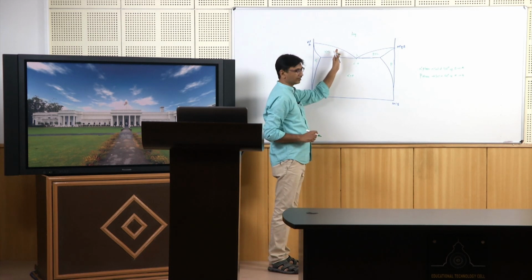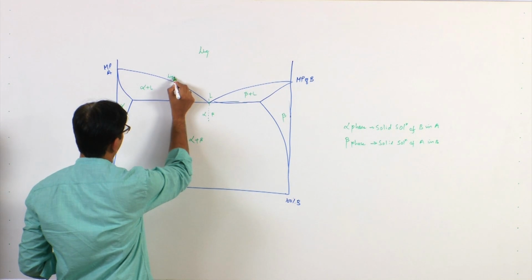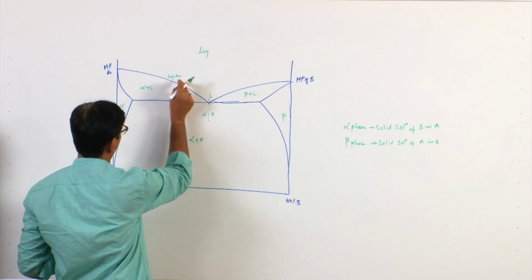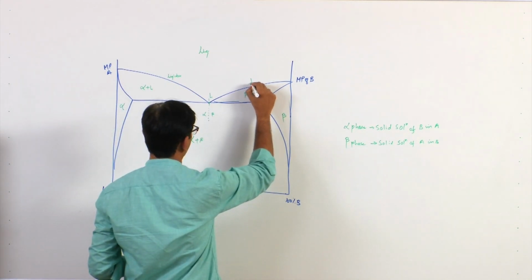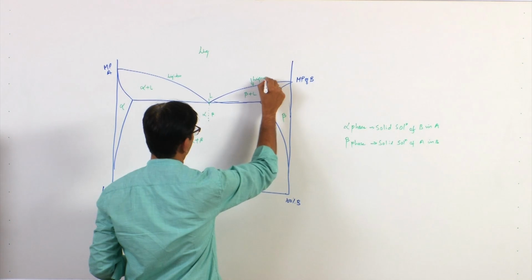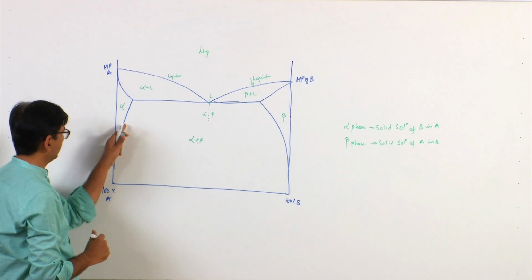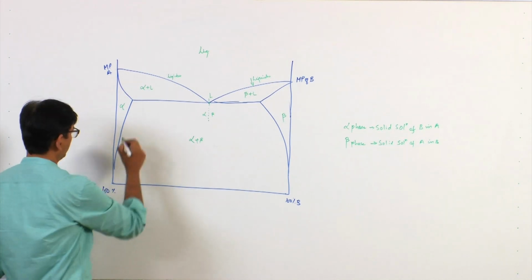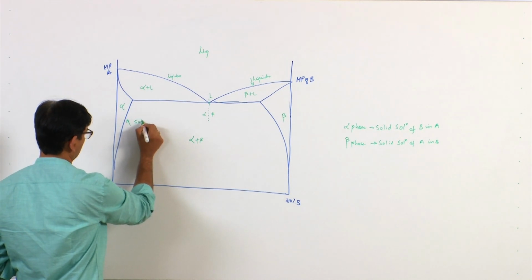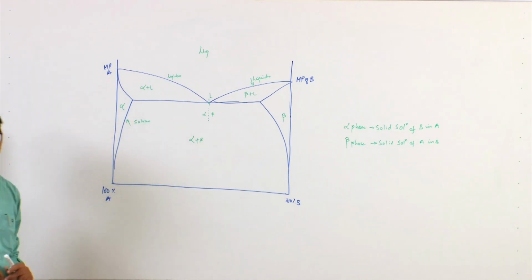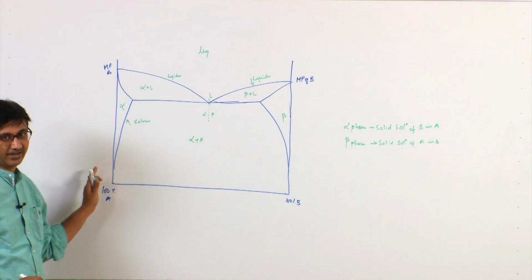Now, we can see that this will be my liquidus line between liquid and liquid plus solid. This will also be a liquidus line, between liquid and liquid plus solid. Another boundary which is going to come here, which we saw earlier, is called the solvus boundary or solvus line. This gives me the solid solubility of B in A, okay.